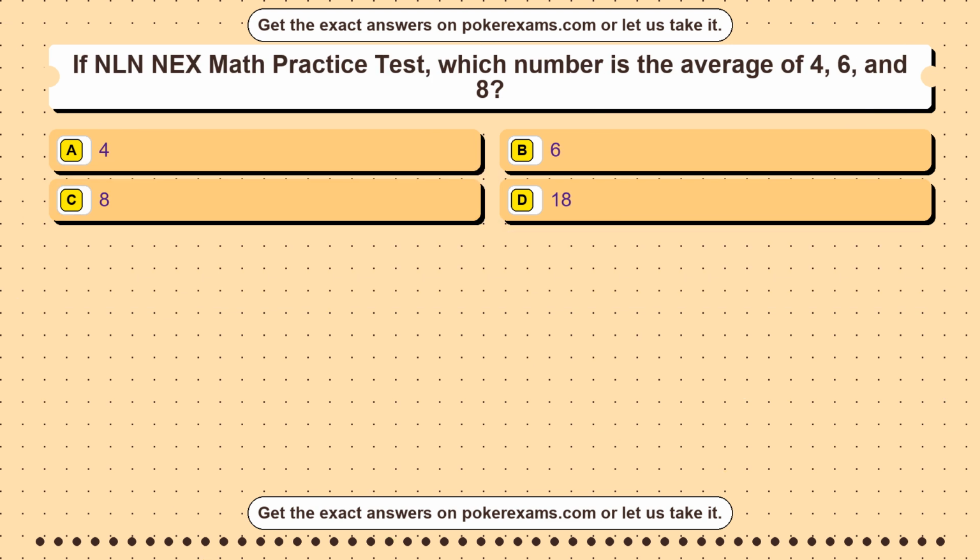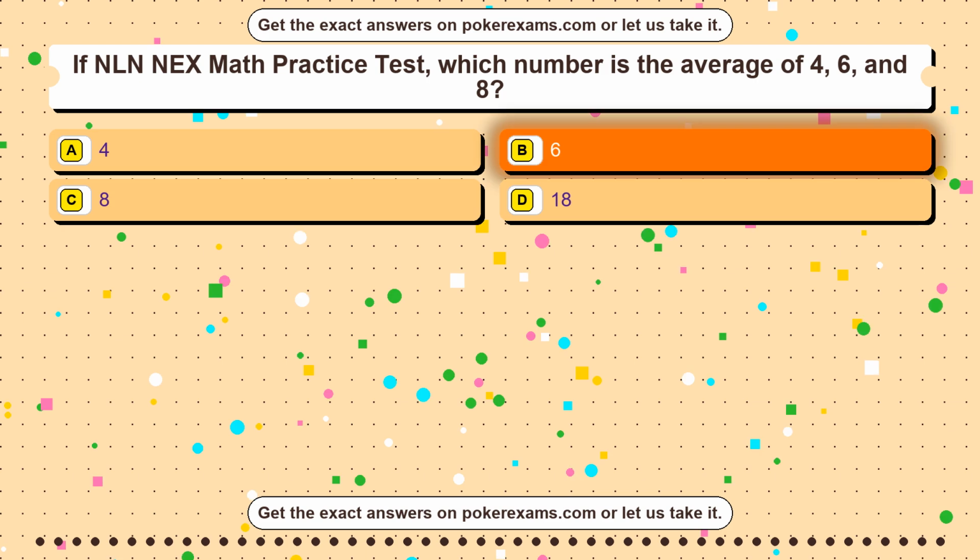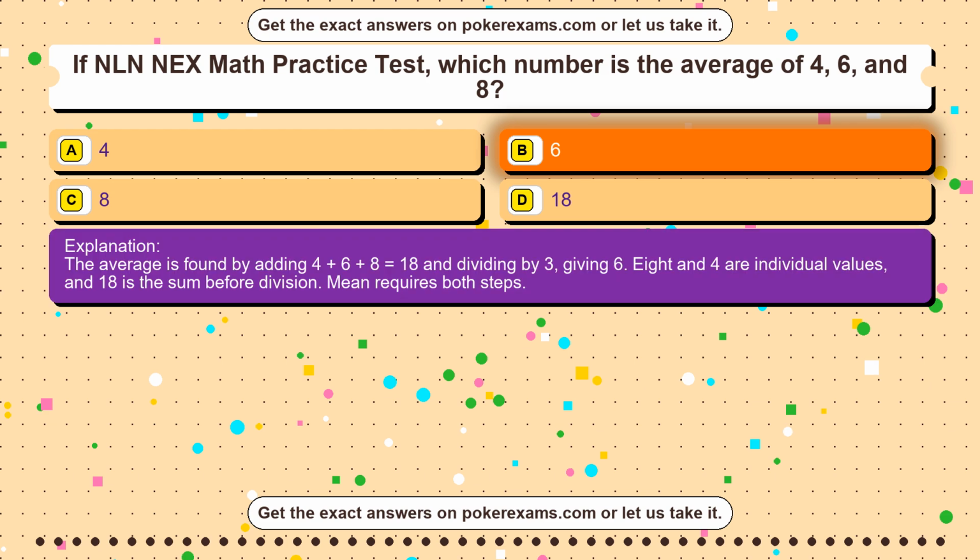Question 40. NLN NEX math practice test: which number is the average of 4, 6, and 8? Option A 4. Option B 6. Option C 8. Option D 18. The correct answer is option B, 6. The average is found by adding 4 plus 6 plus 8 equals 18 and dividing by 3, giving 6. 8 and 4 are individual values, and 18 is the sum before division. Mean requires both steps.